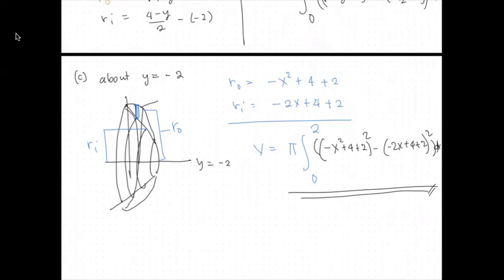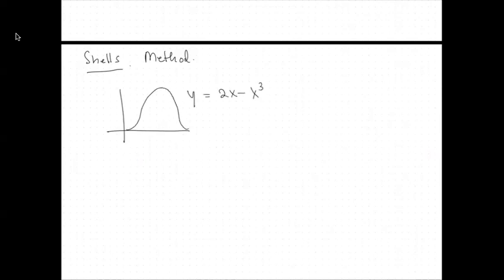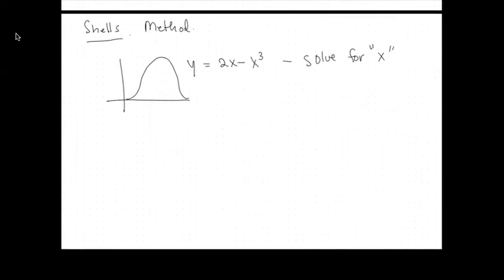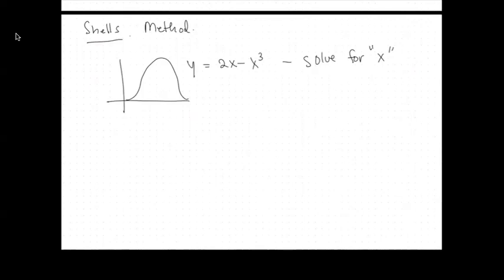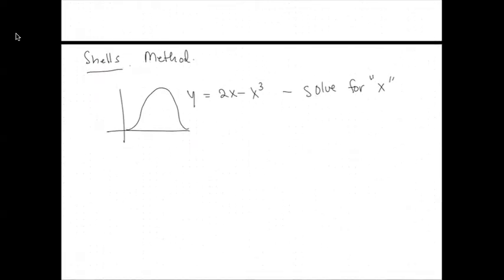Sometimes it's hard to express y in terms of x. For example, we have here a graph given by 2x minus x cubed. Solve for x. It's hard. What we will do is use a different method. So in this case, you use the shell method.